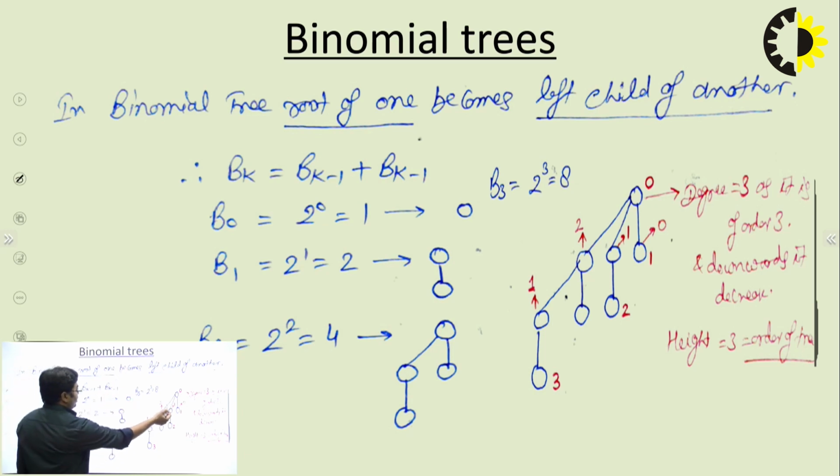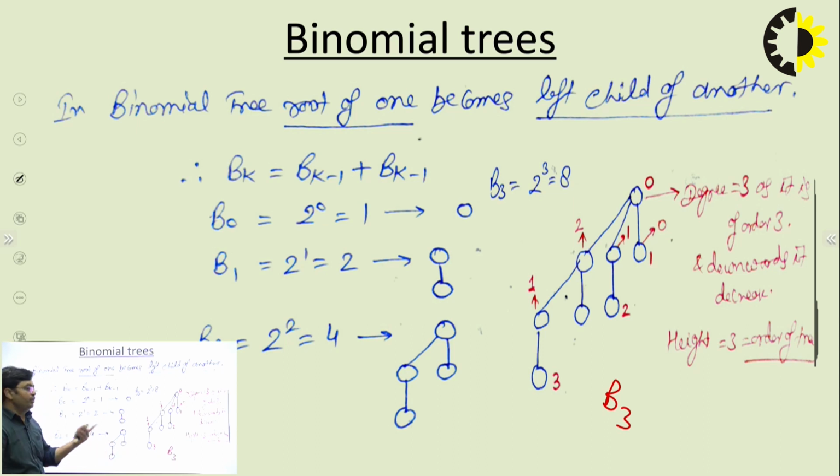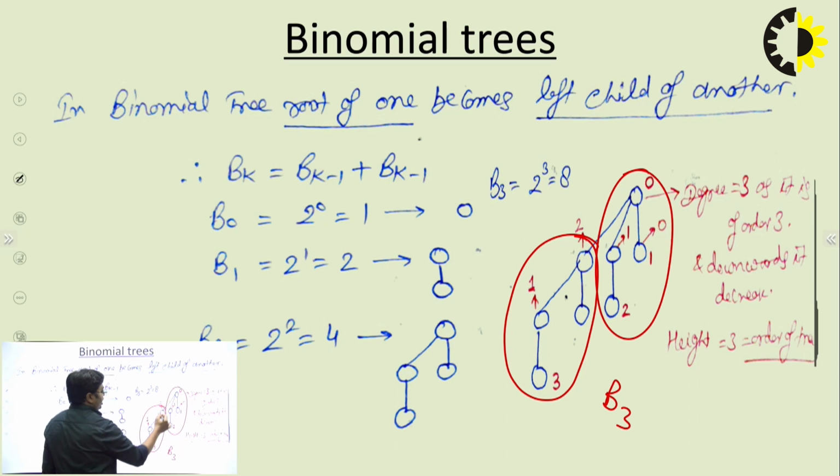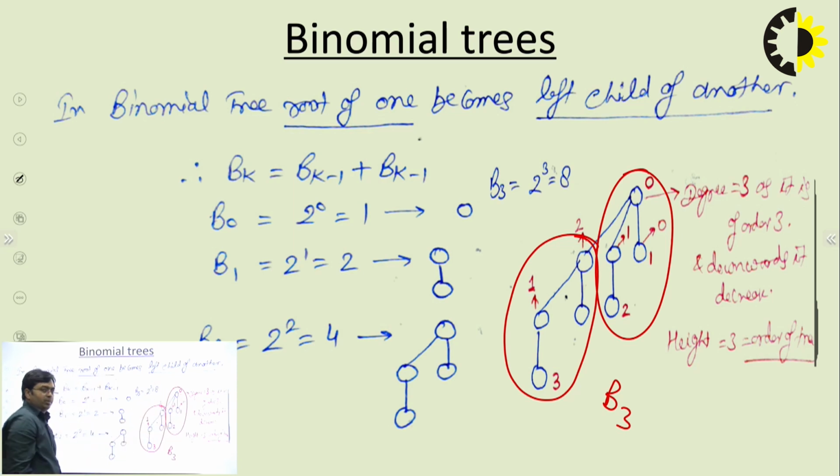Similarly, if we are talking about the level 3, B3, it is a combination of 2 B2s. This is the first B2, this is another B2, and the first B2 is the left child of the other B2's root, the root of the next B2. So Bk is Bk minus 1 plus Bk minus 1.